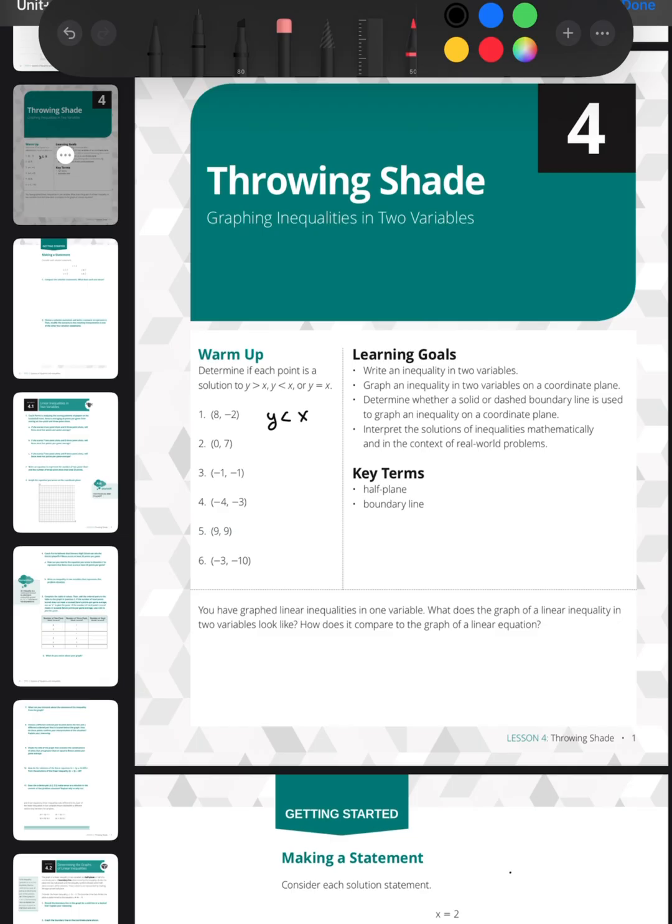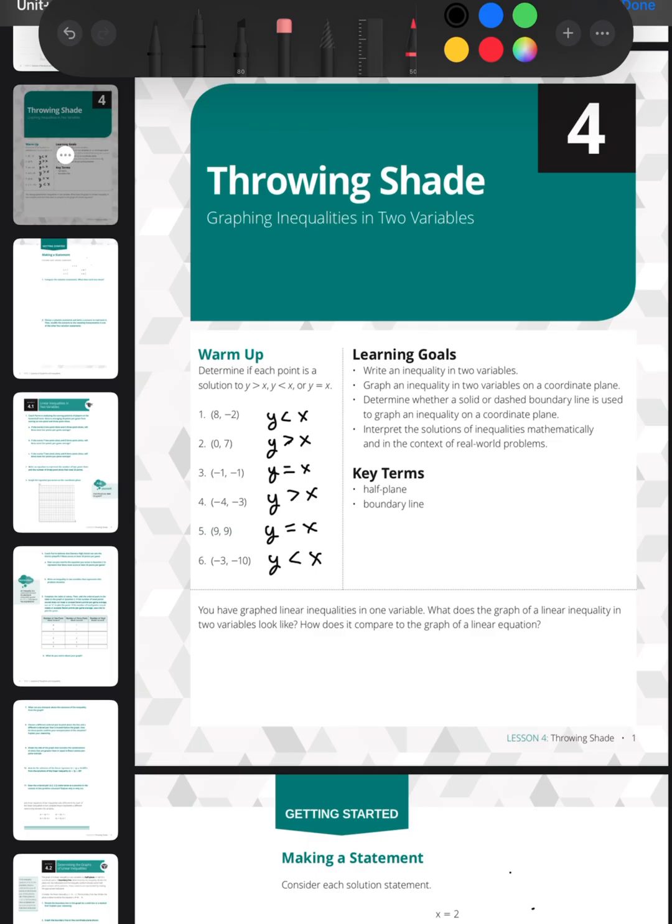For number 2, x of 0, y of 7, this would be a case of y being greater than x. For 3, negative 1 and negative 1, those are obviously equal, so y equal to x. And for number 4, negative 4 for x, negative 3 for y. Negative 3 is greater than negative 4, so this would be y greater than x. And number 5, back to being equal. And then for our last one, negative 3 for x, and then we got negative 10 for y, so negative 3 is greater, so this would be y is less than x.